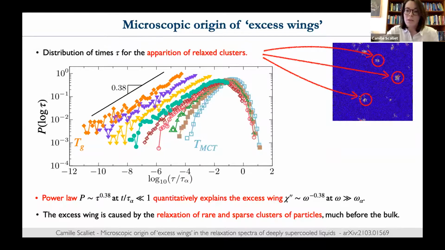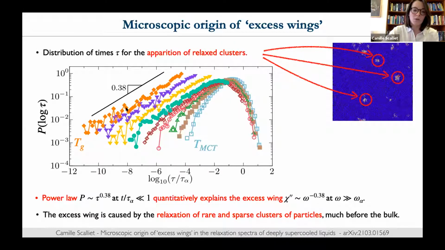If we look at the times at which these clusters start to appear, which I call tau, and we look at the distribution of timescales over which new clusters start to appear, we get the following data here. In order to compare different temperatures, which have different overall relaxation times, we normalize the times by this relaxation time tau alpha, which is around here. At high temperature, in the typical temperature regime accessible by simulations, we see that relaxation already starts 4 decades before the main relaxation time.